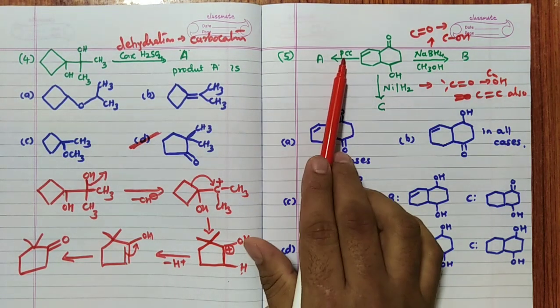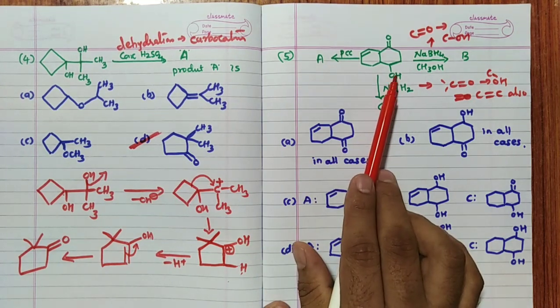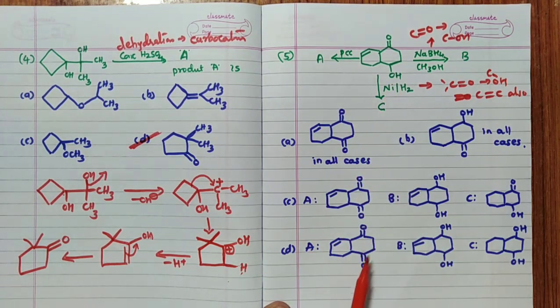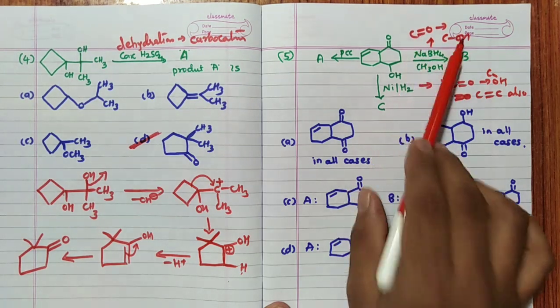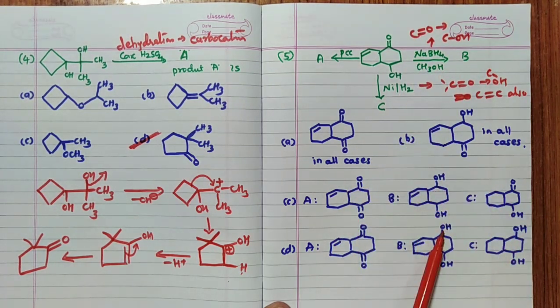Because for PCC, remember, it will oxidize OH to double bond O. Double bond O is there, double bond O is there. The second one also is the same. B will convert double bond O to OH, C double bond O to OH. Only the difference is in C.